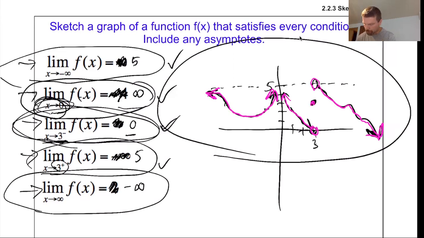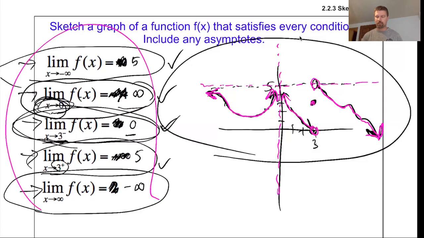All right. Oh, I forgot my vertical asymptote. And my horizontal asymptote. It's good to have those in there. All right, that's the goal. I'm going to do one more example with a few different conditions, but that's essentially the lesson for today: sketch a graph that meets a bunch of different given criteria.